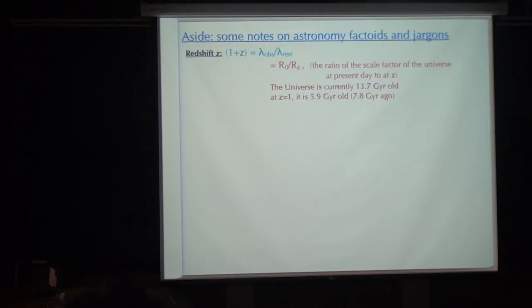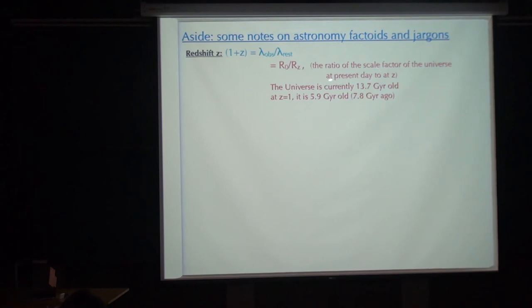But before I jump into it, I want to present a few jargon terms and some factoids about galaxies and galaxy clusters before I talk about galaxy evolution. I think almost all of you know what redshift is, and its definition: 1 plus z is equal to the observed wavelength divided by the rest wavelength. You can interpret that as a Doppler effect, but more properly, you interpret that as an expansion of space causing the wavelength to change. So in fact, that's equal to the ratio of the scale factor of the universe now divided by the scale factor at the time z.